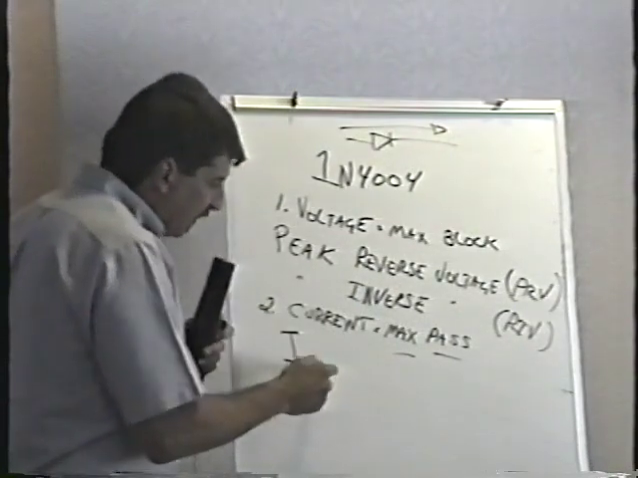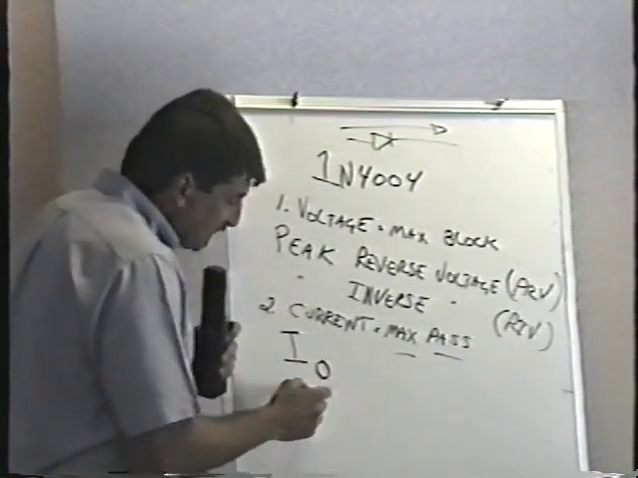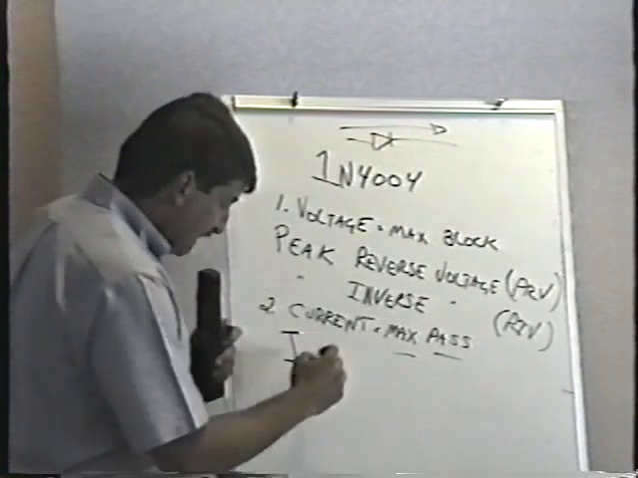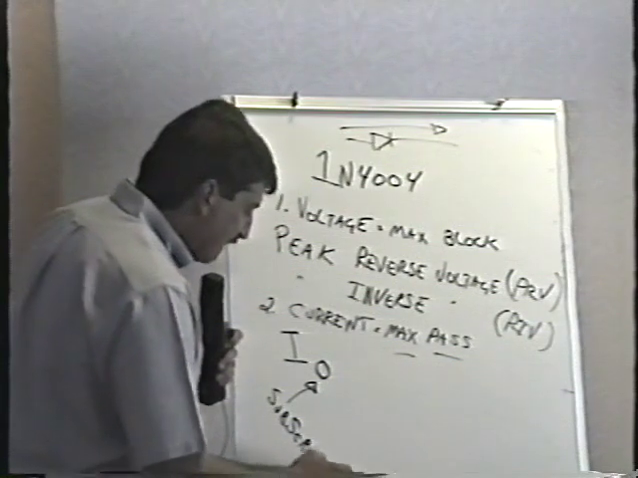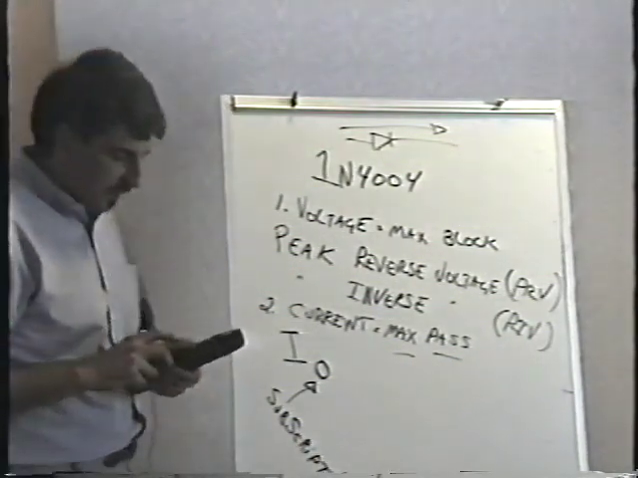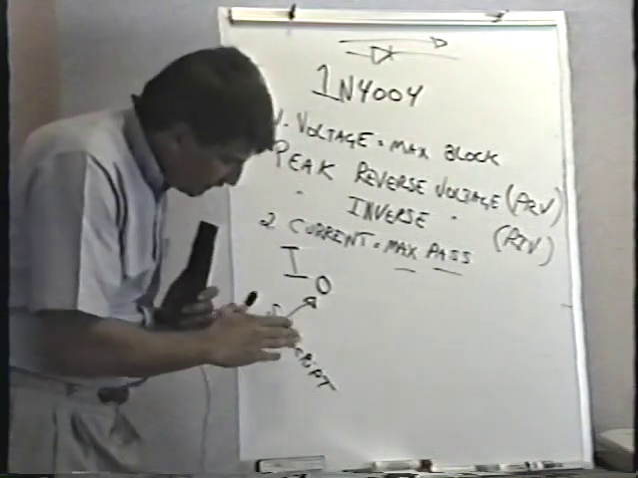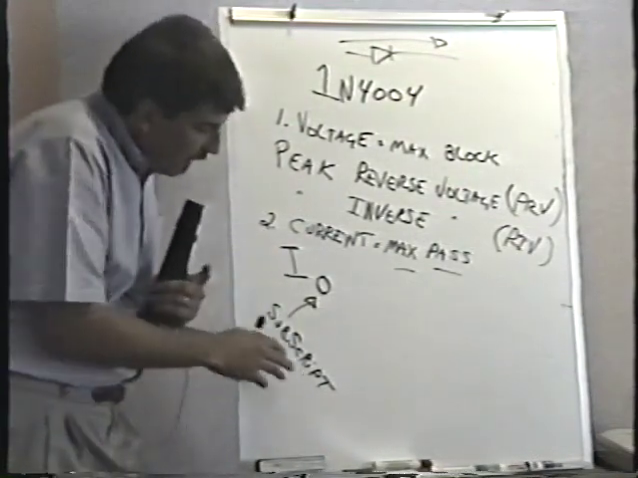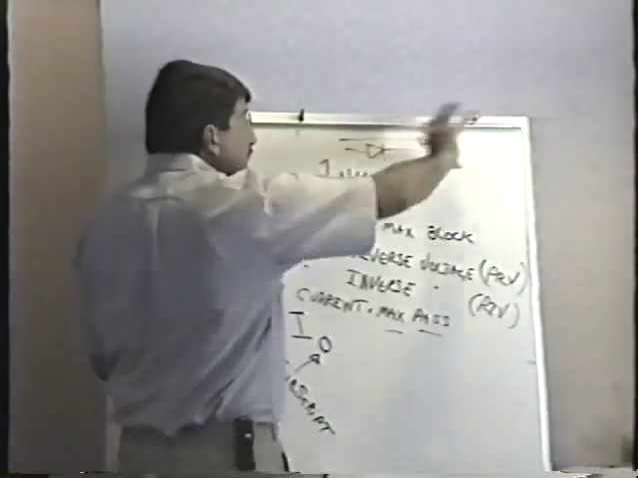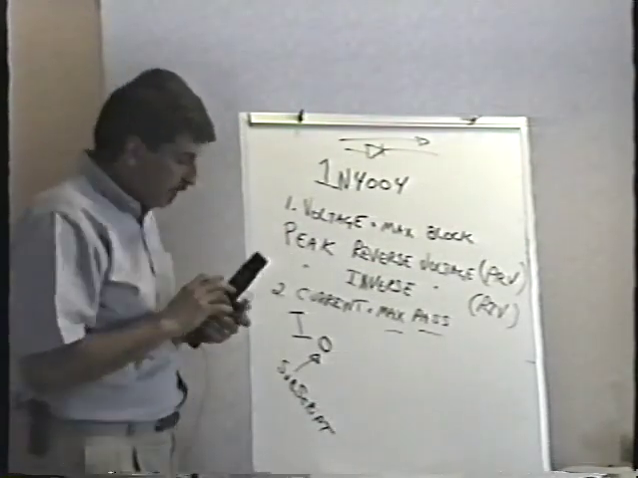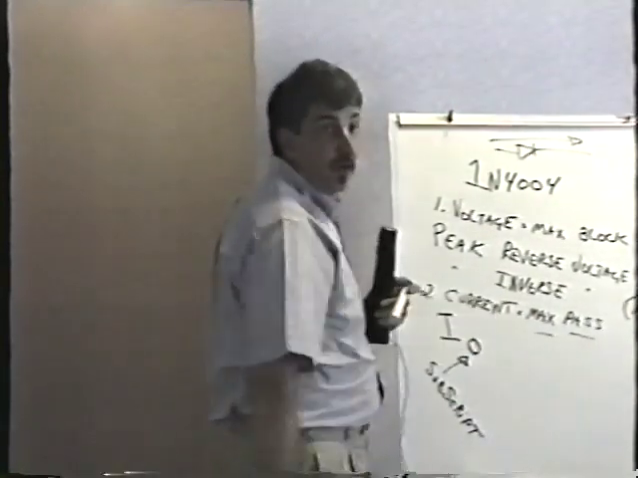And the current rating of a diode is listed as I with a little O underneath it. I sub O is what they would say. This little letter is what's commonly called a subscript. And they use this in technical jazz all the time. The subscript just further describes what we mean by the big letter. I means current. Well, what kind of current, wise guy? Output current is what that means. The output of a diode is called I sub O, the output current rating of the diode. And that is the maximum amount of current it can pass through itself.